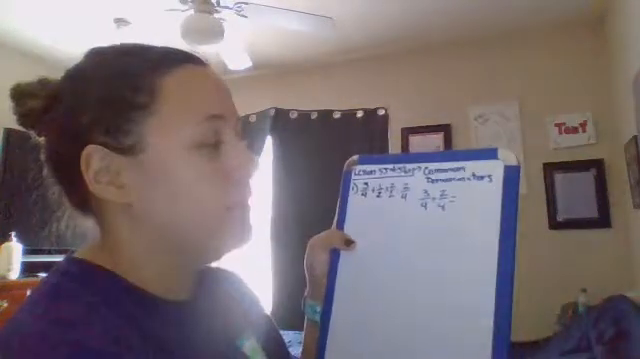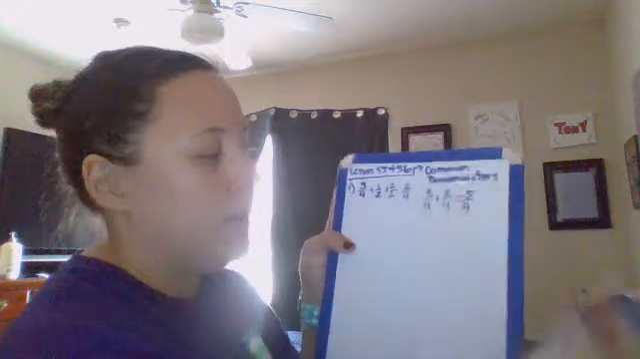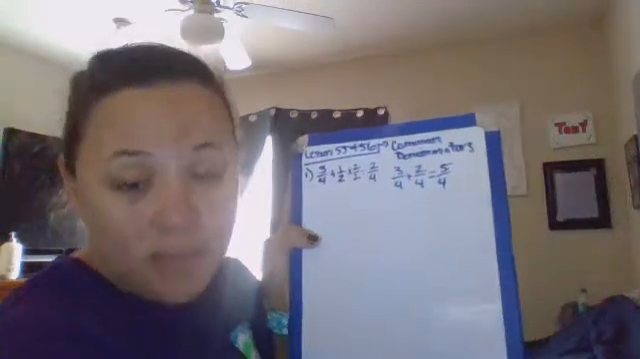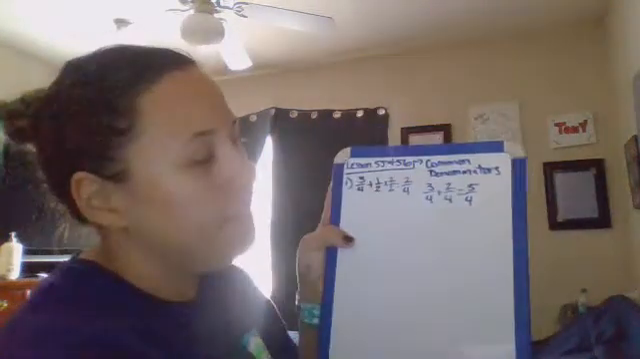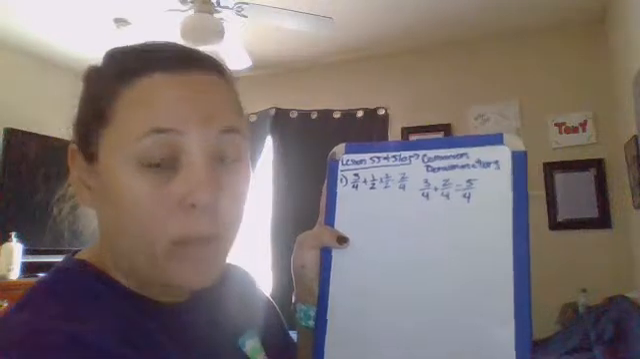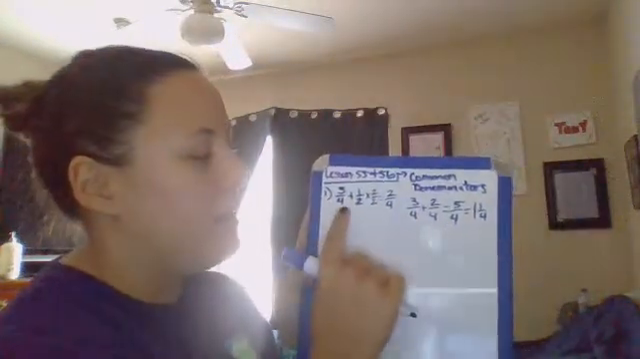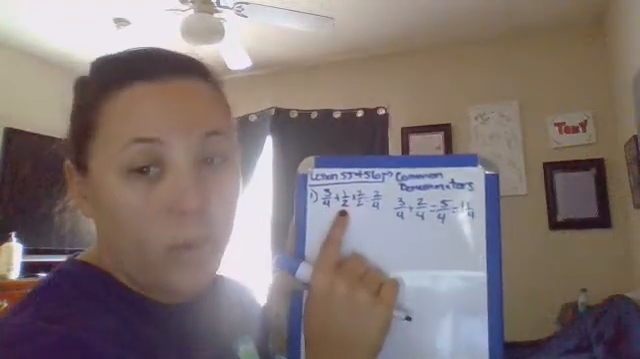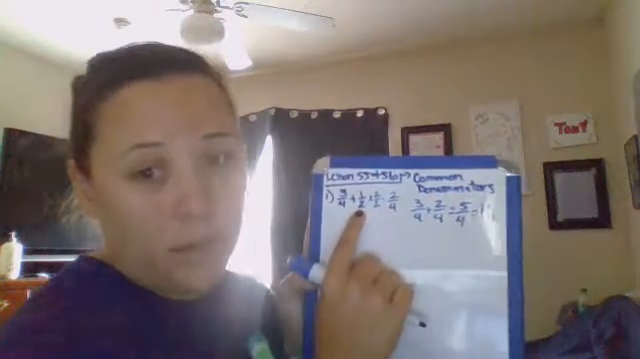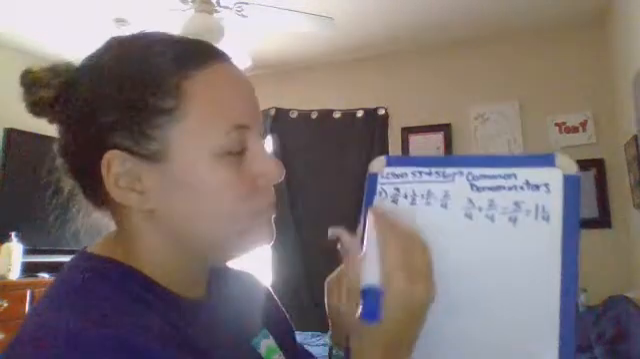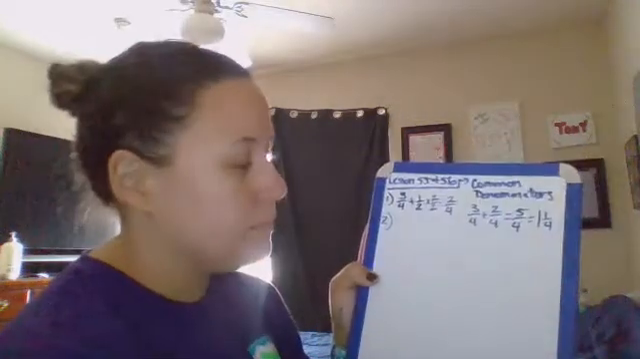And then I can just add it. 3 plus 2 is 5. And then my denominator is common, so I can just bring it straight across. 5/4 is an improper fraction, so I turn that into a mixed number, and it becomes 1 1/4. So all I did was find a common number that goes into both of these denominators. So I find the common multiple.